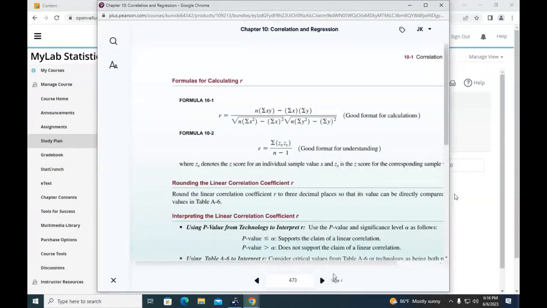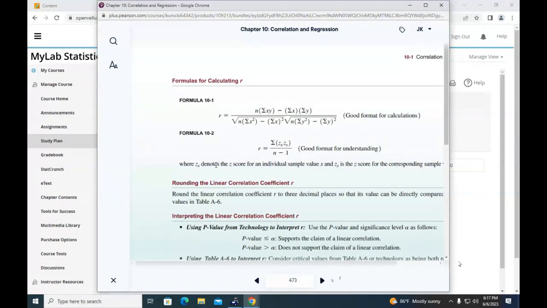Okay. Now, this is the format for calculations. This is for understanding. What we do is we take the product of the z-score, the standard score, for each number in the ordered pair, and we take the sum of all those products, and we divide by one less than how many there are, and that gives us the linear correlation coefficient r. Now that's a statistic. r is a statistic. It's the sample linear correlation coefficient. And that's how you measure it for all the data points.